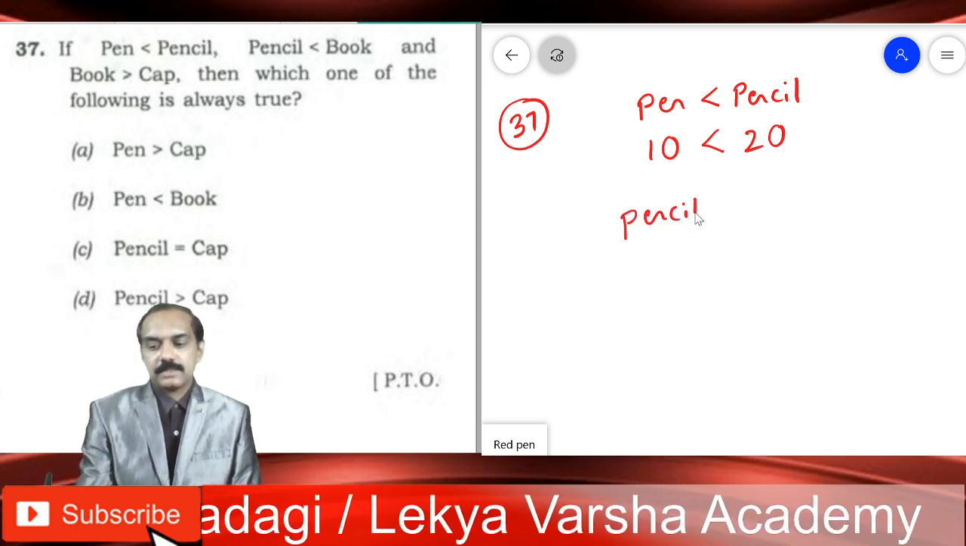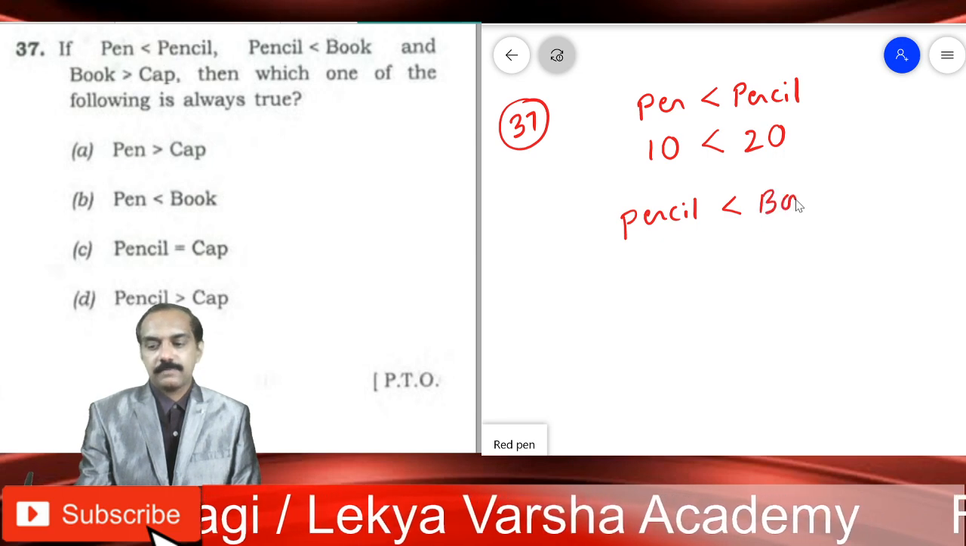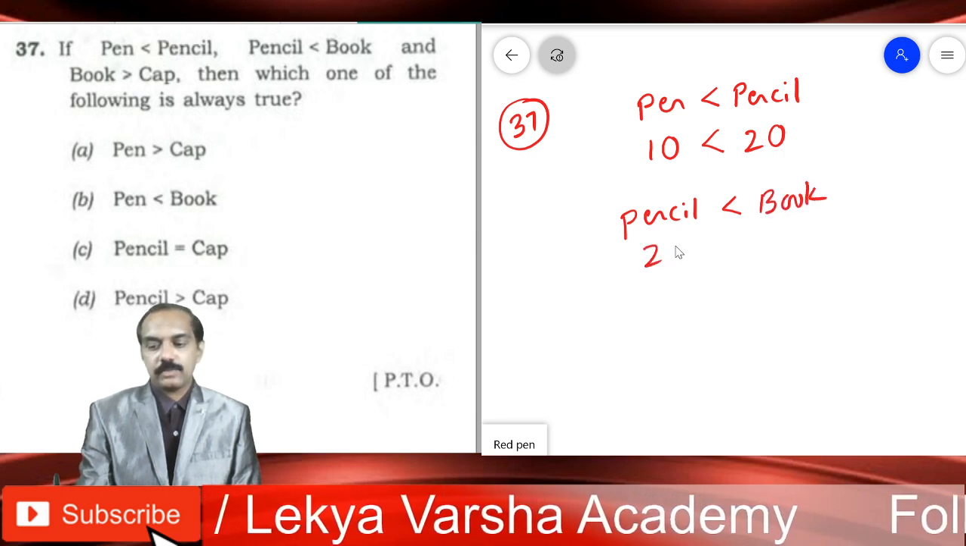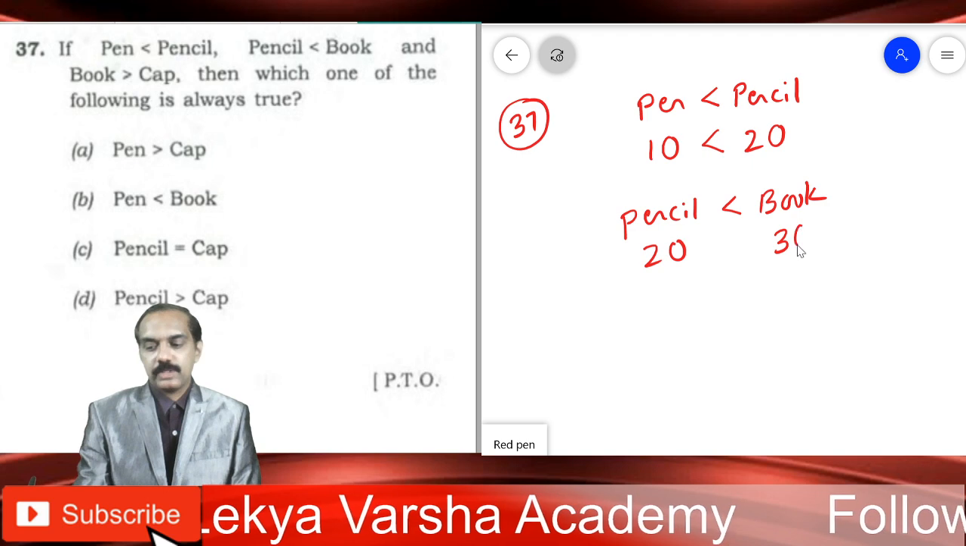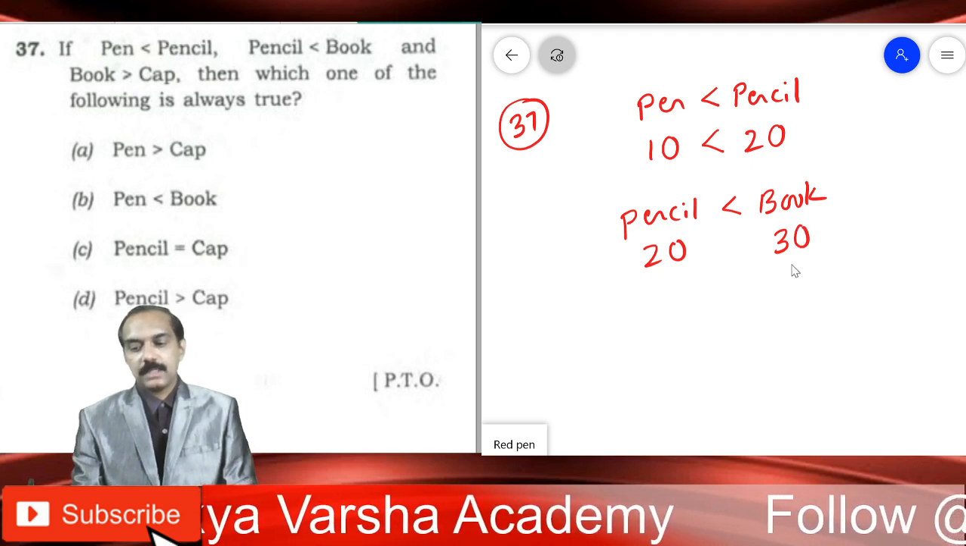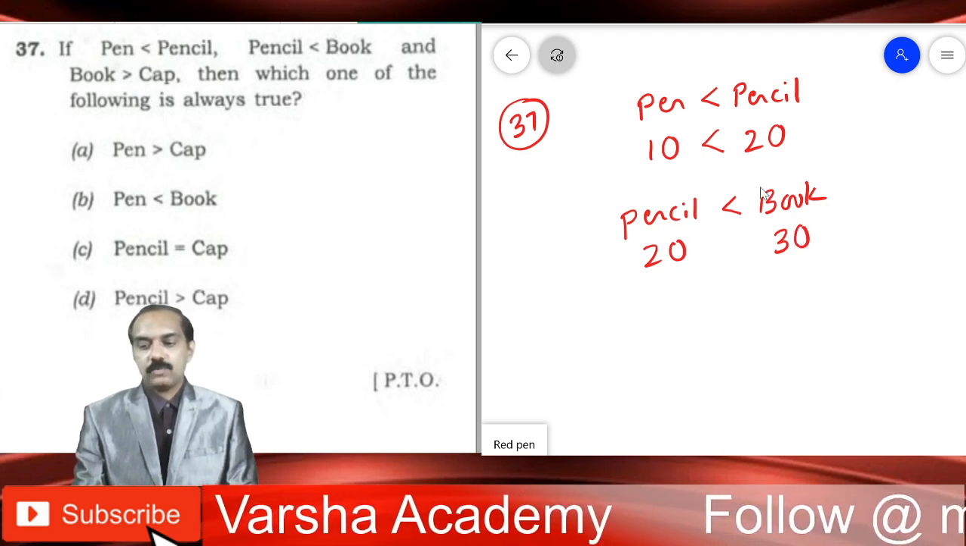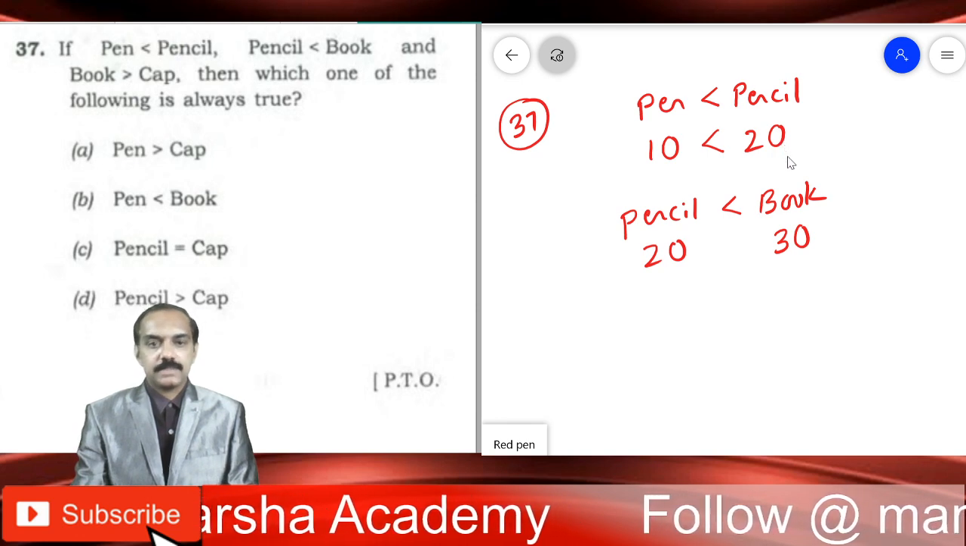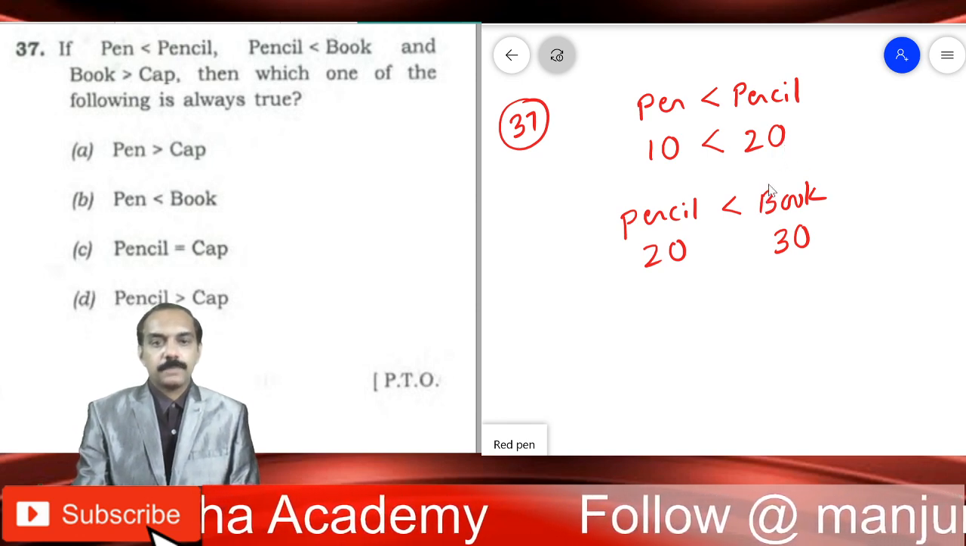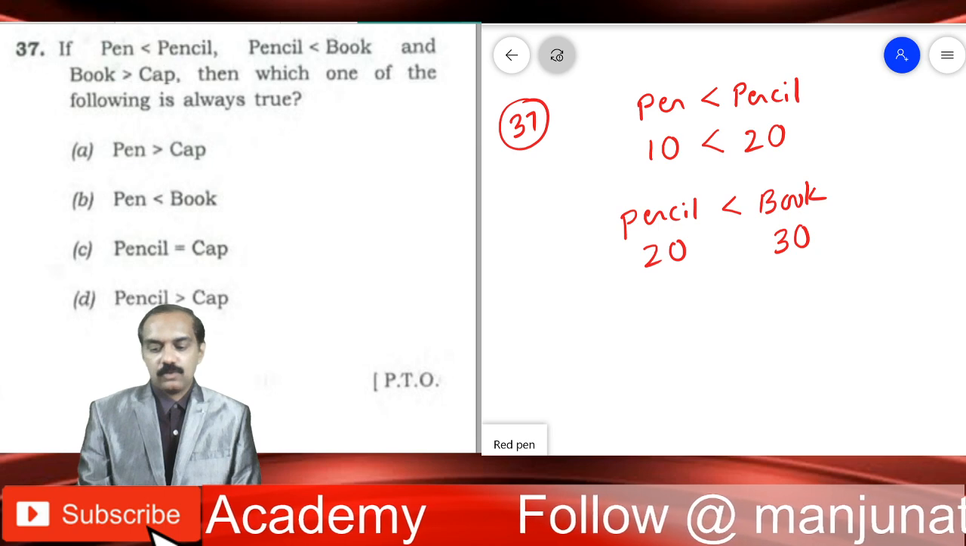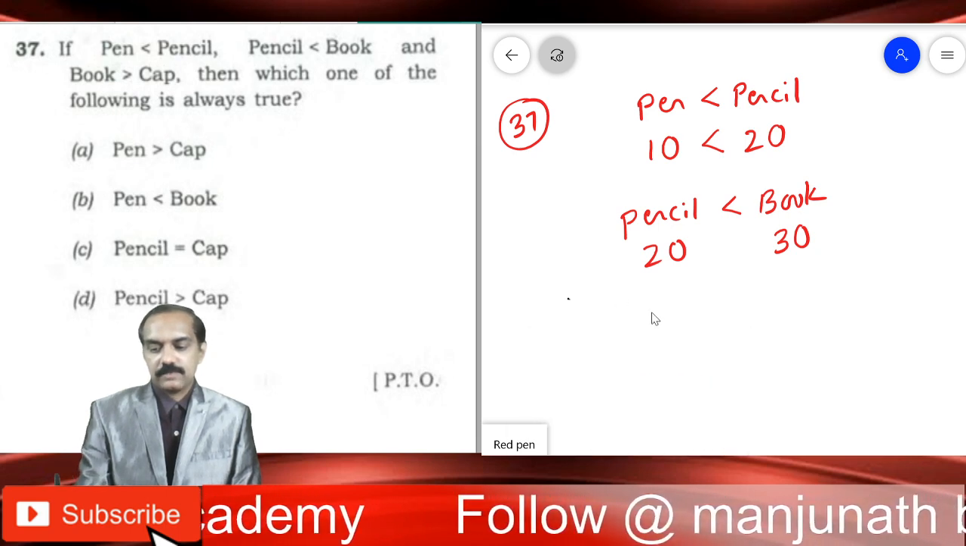Pencil, he says, is less than book. Pencil is already assumed as 20 rupees. So book should be assumed as more than 20, that is 30. So pencil is of course less than book. Pen is of course less than pencil. Now moving on to the options. If you go by the second option, straight away it will be correct.